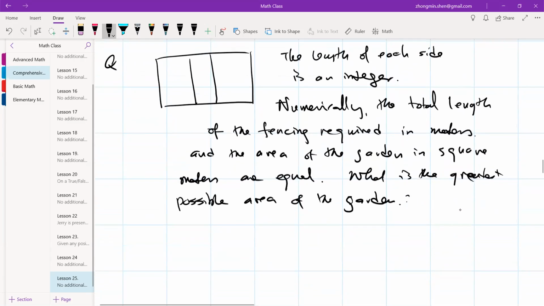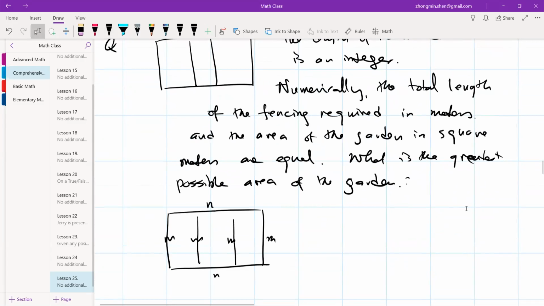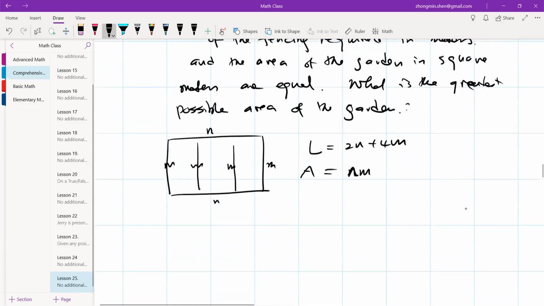All right, so the solution is not unique. Let's look at what that means. This is a length n. This is n. Then you have m here, m here. So the total length is going to be 2n plus 2m. That total length in meters is going to be the area of this garden, which is m times n. So can we figure out the solutions? In other words, 2n plus 2m equals nm.